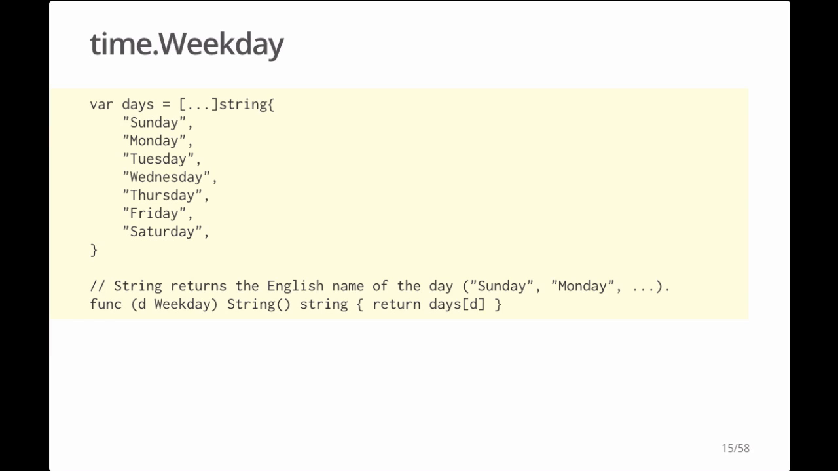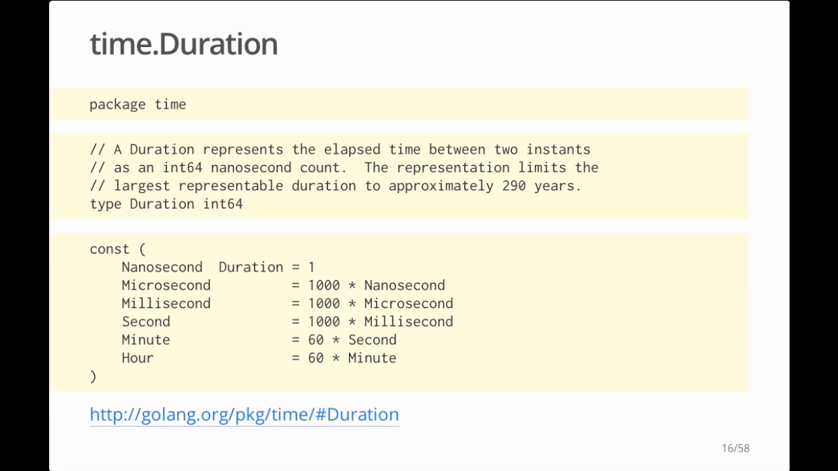Of course, printing the name of an enumeration is not all that interesting. We could have just built enumeration printing into the language, but having the generality of a String method lets us do more interesting things. So here's another type from the time package. This one is called Duration, and it represents the elapsed time between two instants in time. And the representation is an integer number of nanoseconds stored in a signed 64-bit integer.